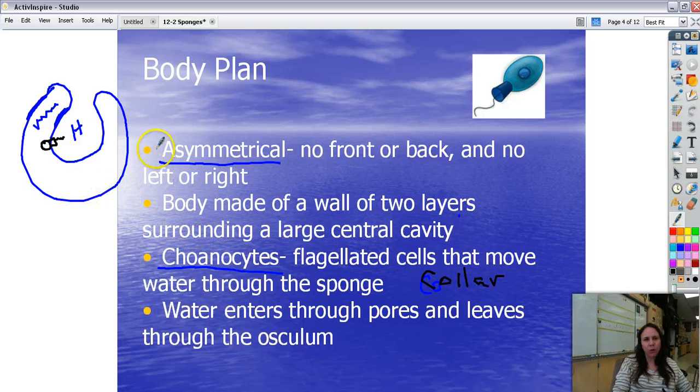Water enters through the pores. I think I drew it backwards on the other one. Enters through the pores and comes out the top here, called the osculum. Osculum is Latin for big hole. And so at the top here, that's the osculum.